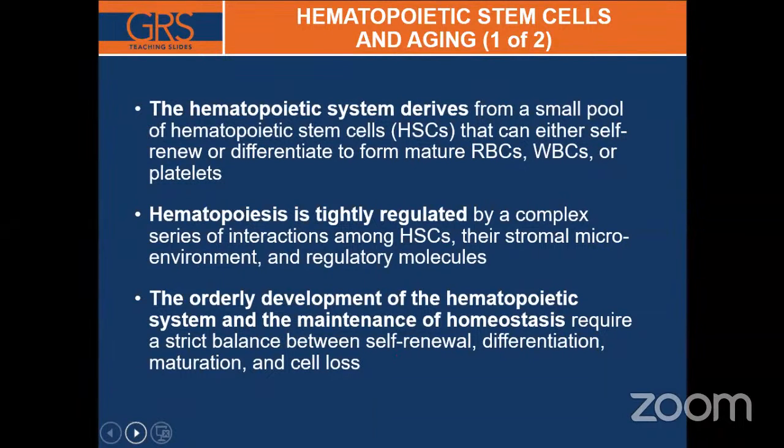Hematopoiesis is regulated by a complex network of signals between hematopoietic stem cells and their surrounding stromal microenvironment in the bone marrow. These microenvironments include various support cells like stromal cells, endothelial cells, and also extracellular matrix components and regulatory molecules like growth factors and cytokines. For the body to function properly, the hematopoietic system must maintain a balance between producing new blood cells and removing old or damaged ones. Next slide.